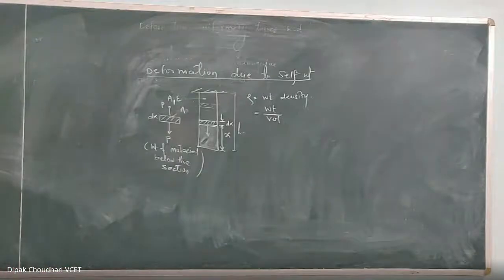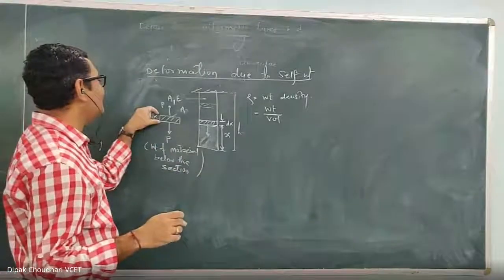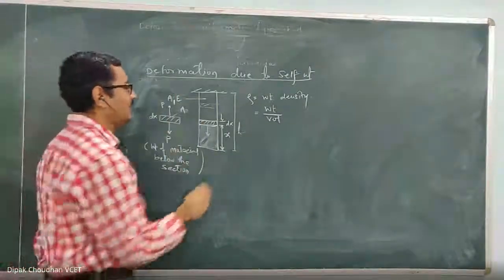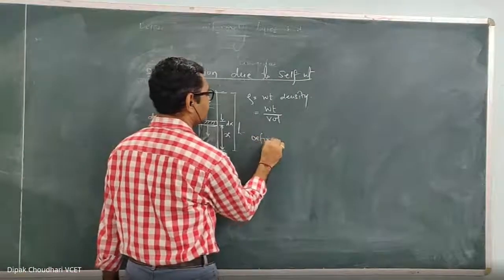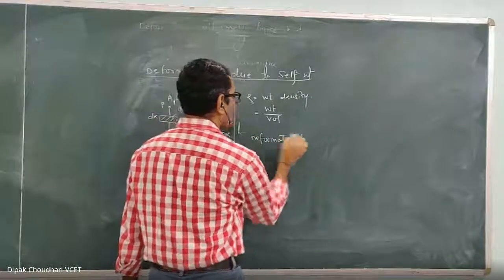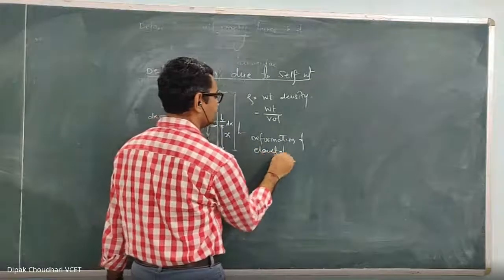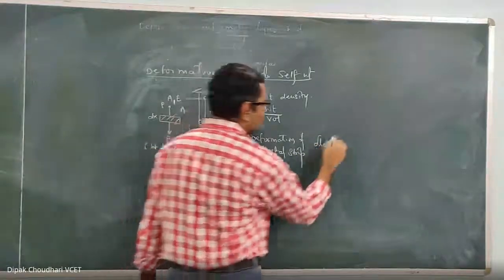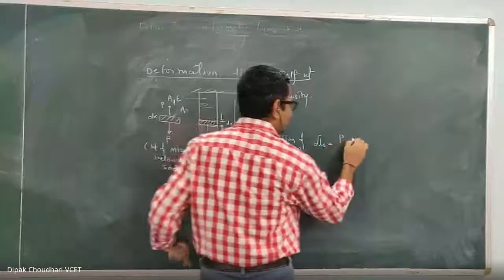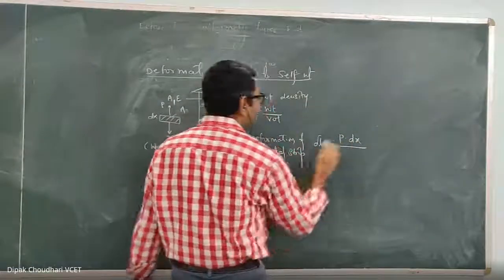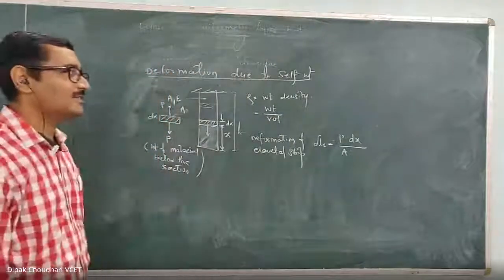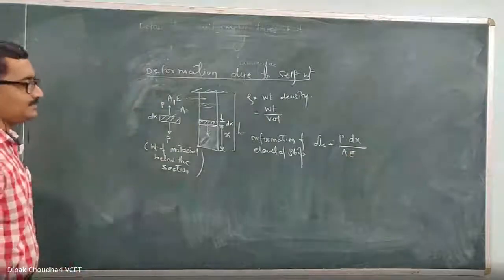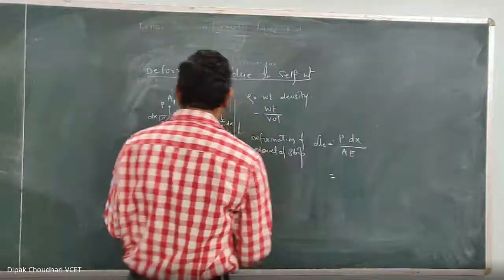Here also we are going to use the same concept. We are going to calculate the deformation of the small elemental strip, and to calculate the total deformation, we'll integrate that. So the deformation of the elemental strip, delta L_E, is equal to P into the length of that strip dx, upon area A. Here it is PL upon AE. This is the deformation of the small elemental strip, where P is equal to the weight of this part.